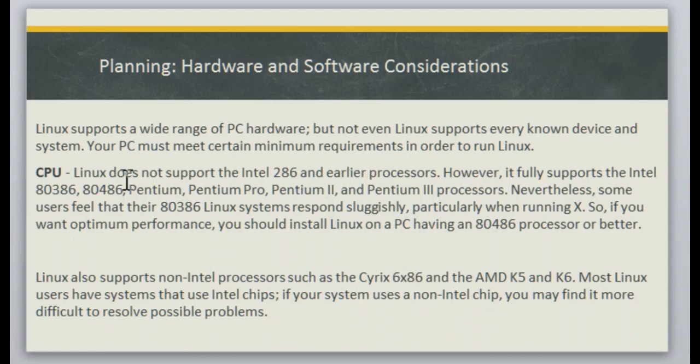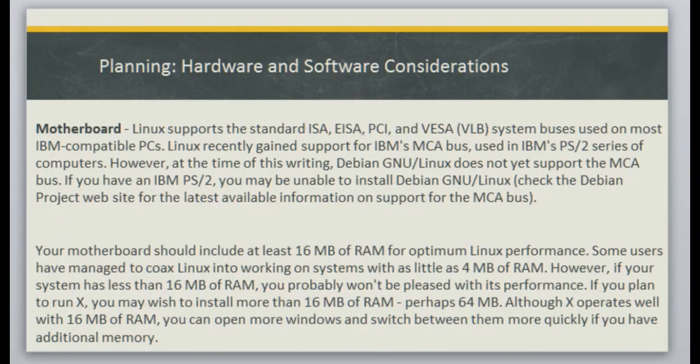However, it fully supports the Intel 386, 486, Pentium, Pentium Pro, Pentium 2, and Pentium 3 processors. Nevertheless, some users feel that their 386 Linux system responds sluggishly, particularly running X. So, if you want optimal performance, you should install Linux on a PC having at least a 486 processor or better. Linux does also support non-Intel processors such as the Cyrix 6x86 and the AMD K5 and K6. Most Linux users have systems that use Intel chips. If your system uses a non-Intel chip, however, you may find it more difficult to resolve possible problems.